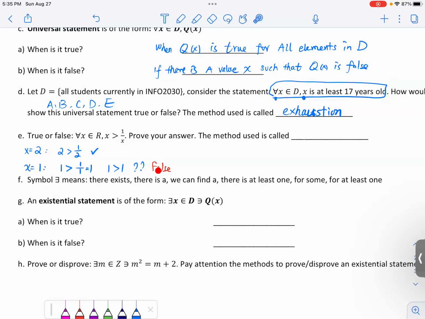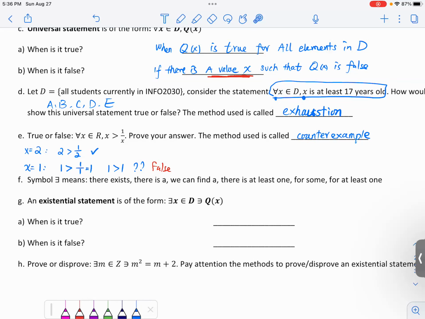We already found a so-called counterexample, one example that contradicts this statement, right? So in this case, how would you show a universal statement is false? You're going to just find a counterexample. So this is how you should show a universal statement is false. Just find just one value.